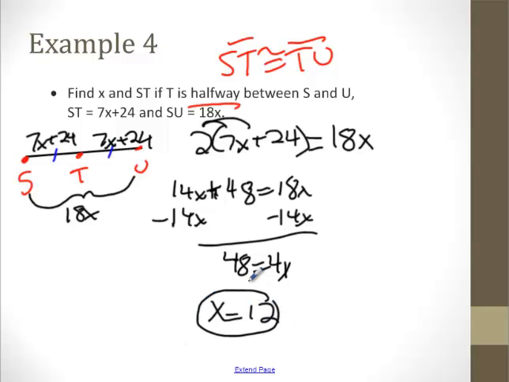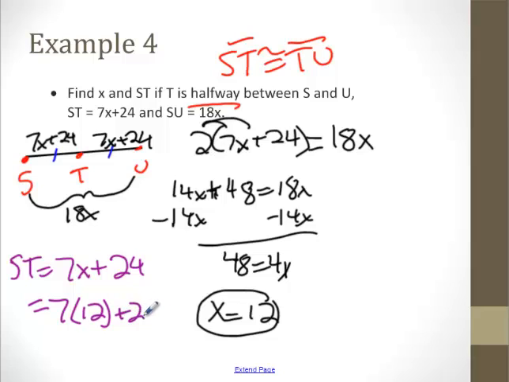Alright, now since x is 12, I need to find ST. So, ST is 7x plus 24. I've got 12, so I'm going to plug in 12 here, plus 24. Just to be safe, use your calculator. Make sure you're not making any silly mistakes. Those do happen pretty frequently. When you work this out, you're going to get 108.